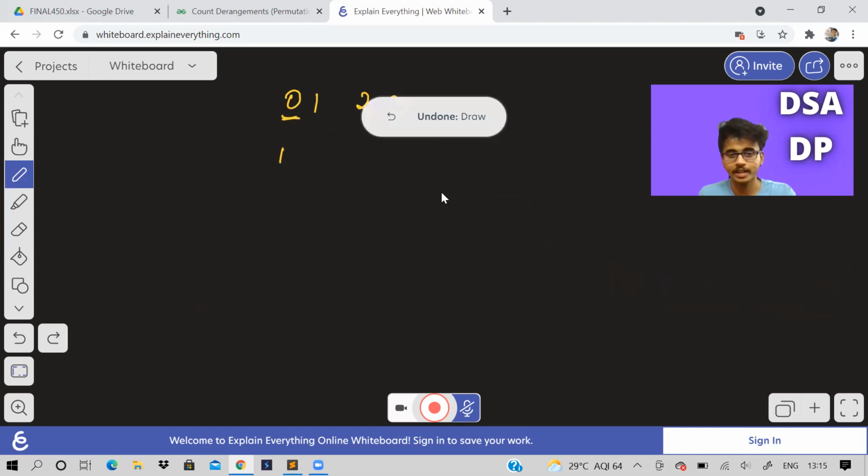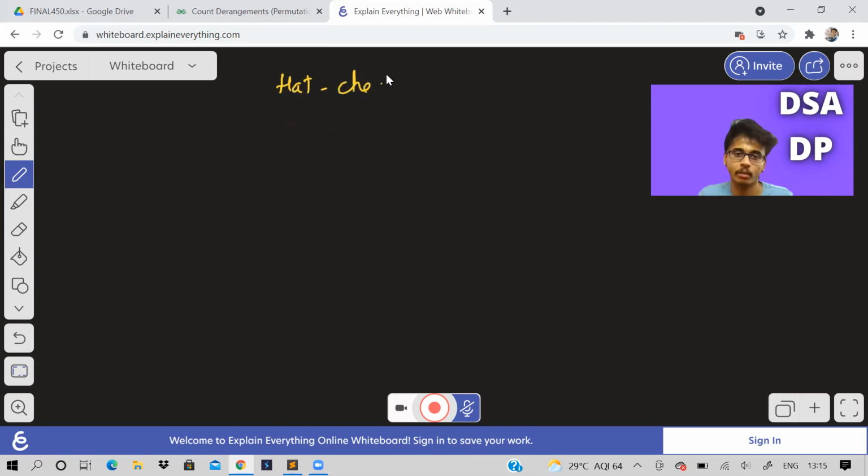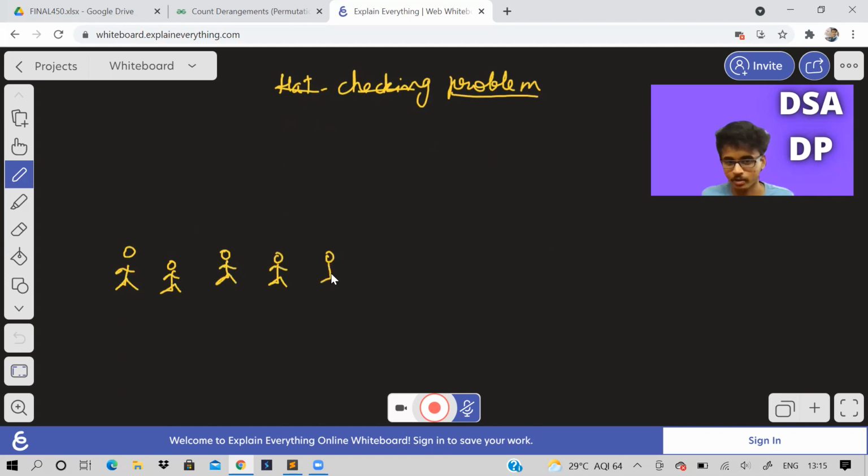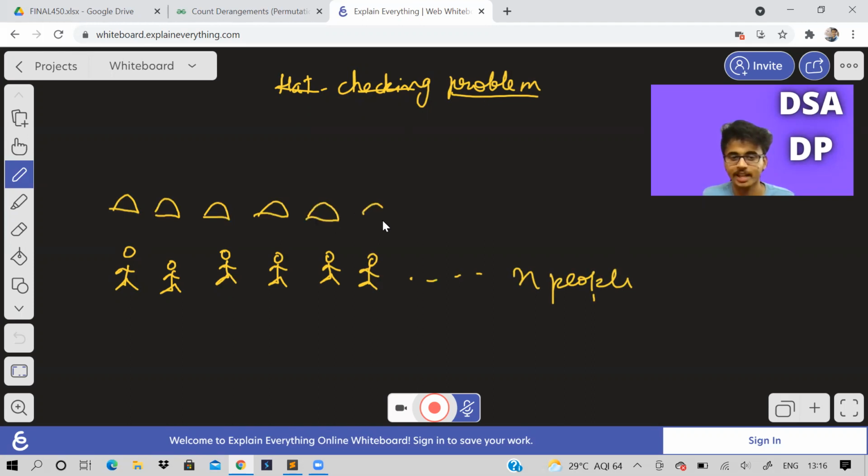So actually, if you read about this in Wikipedia, it is given in a different way, and I like to explain that. Actually, this is also known as the hat checking problem. It is very interesting, and it is simple only, okay? Suppose there are n people. I'm just drawing. I'm not drawing so well. It is very bad, I know that. So suppose there are n people, okay? And you have n hats. It is not looking like a hat, obviously, but yeah. So there are n hats, and you have to give the n hats to these n people.